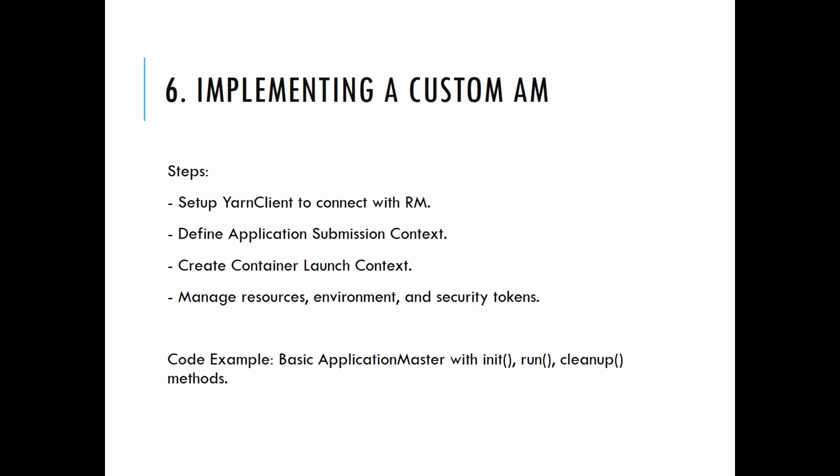You begin by setting up a YARN client object, which is your connection to the ResourceManager. Next, you define an application submission context, which describes the application you are submitting, including the command to start your custom AM. Then, you must create a container launch context for your application master's own container, specifying its environment and launch command. Within the AM code itself, you manage resource requests, environment setup, and security. A typical implementation includes core methods like init for setup, run for the main processing loop, and cleanup for termination.